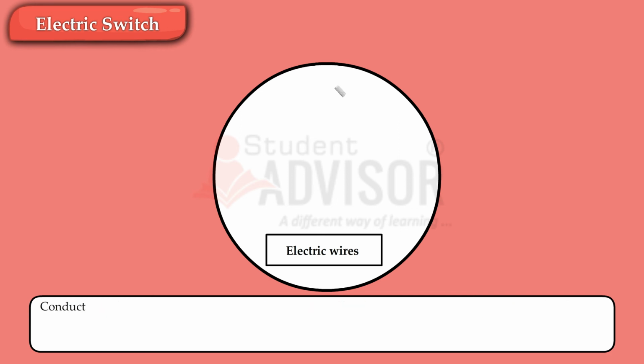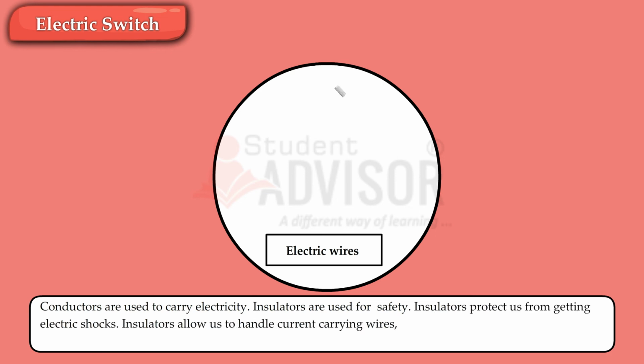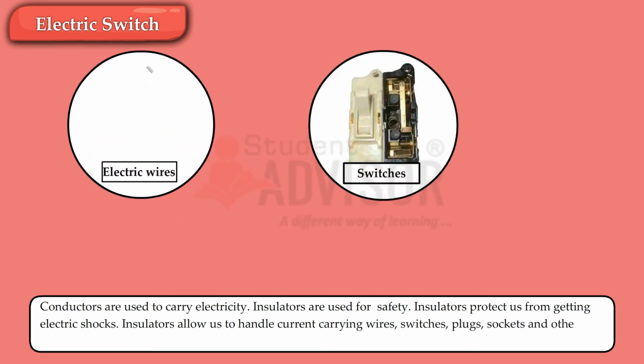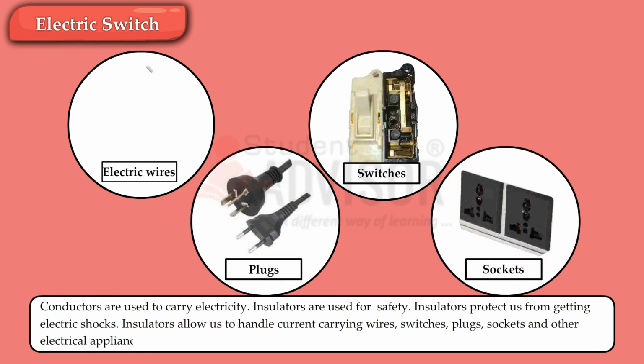Conductors are used to carry electricity. Insulators are used for safety. Insulators protect us from getting electric shocks. Insulators allow us to handle current-carrying wires, switches, plugs, sockets, and other electrical appliances.